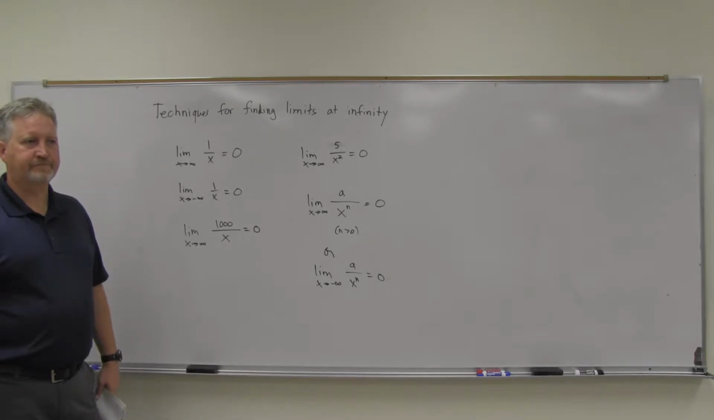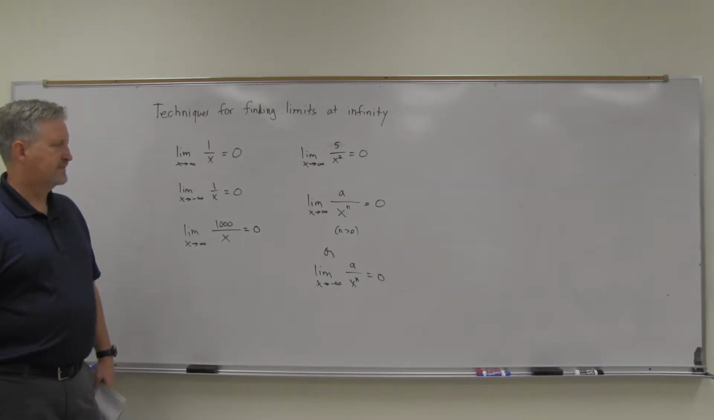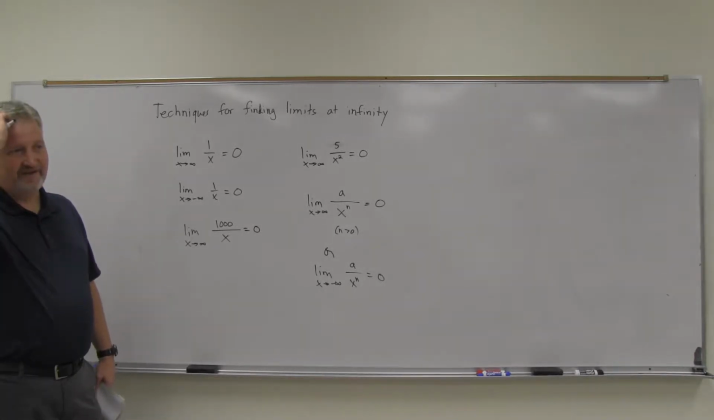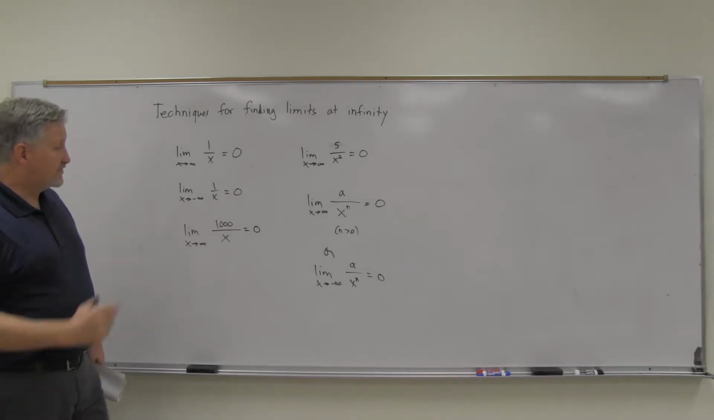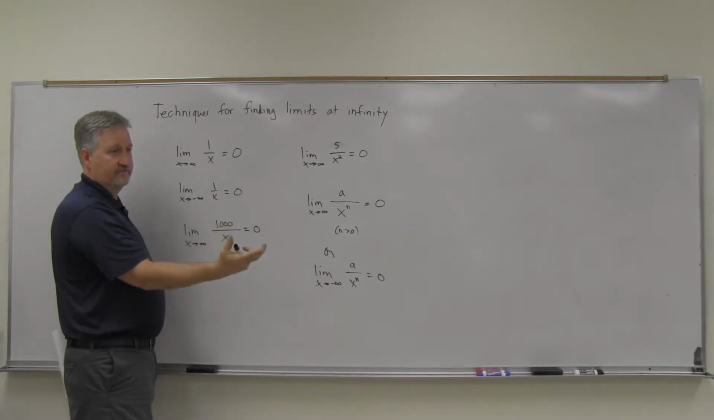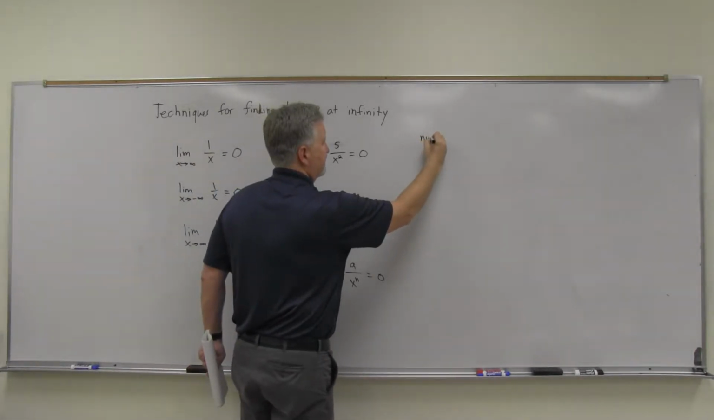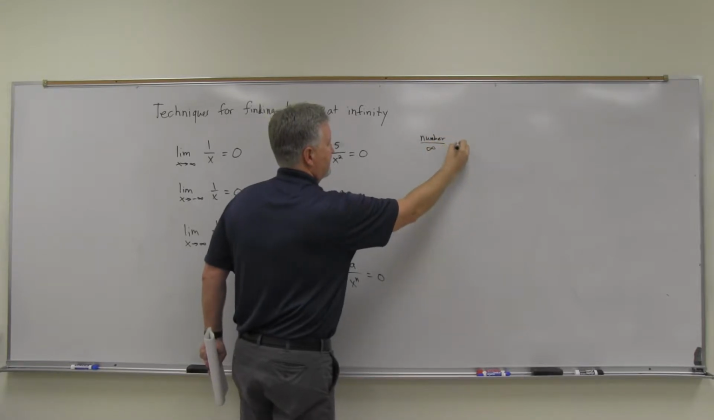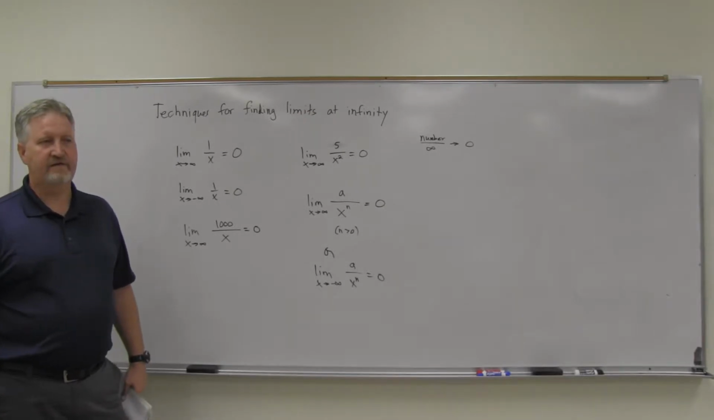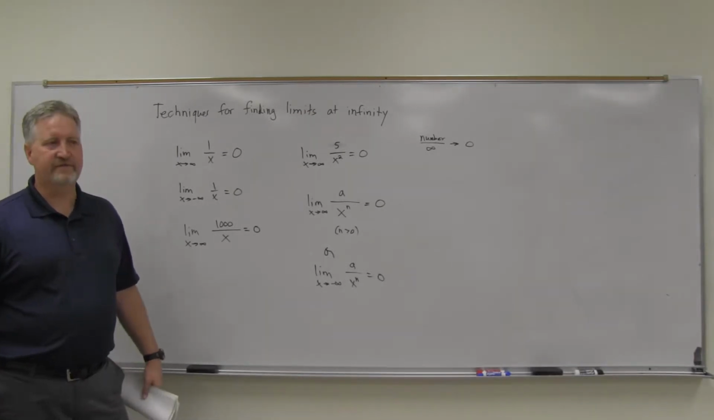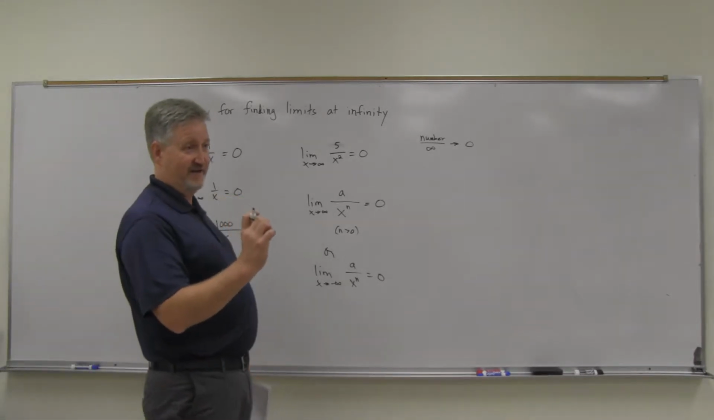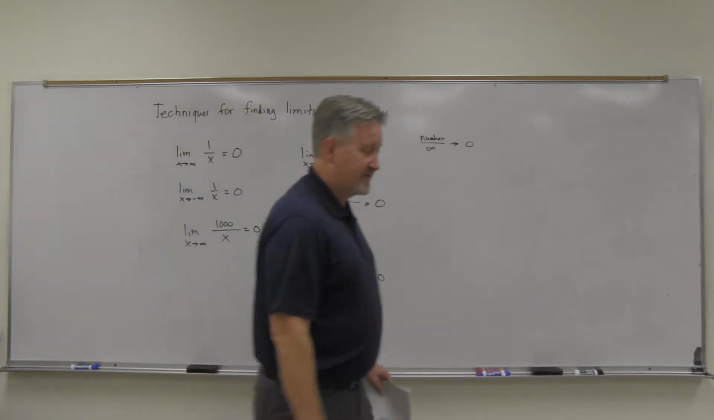Okay? Doesn't matter. So that little fact can help us quite a lot. All right? Essentially what we're saying here is if I've got a number divided by infinity, that's 0. Number divided by infinity, that's going to go to 0. If I can make that statement, number divided by infinity goes to 0, okay? So how does that help? Well, that helps me in evaluating these limits at infinity.